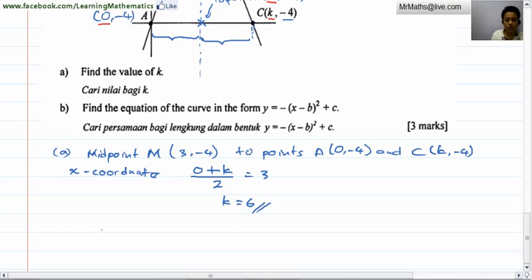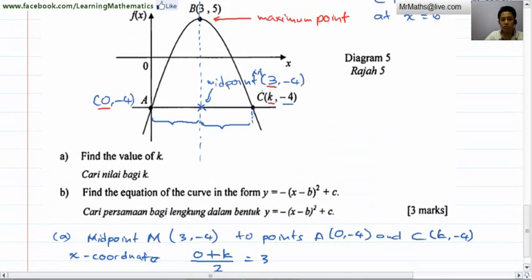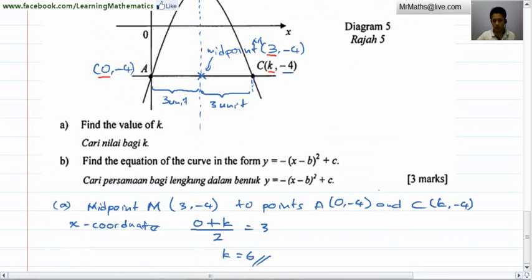And then, actually the value of K can even be determined visually, right? Because the distance here, the one that I showed here, is 3 units, and this is also 3 units, right? So if you want to find the value of K, then just add 3 to the x coordinate, which is 3, then it becomes 6. But in the answer format, we need to put it in a mathematical format.